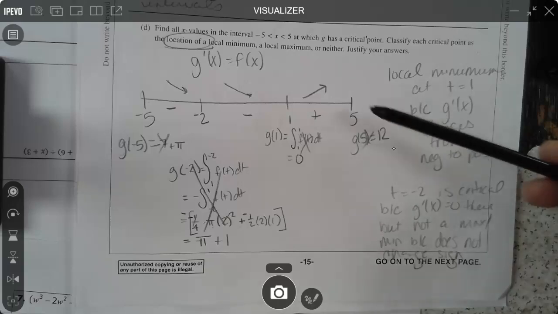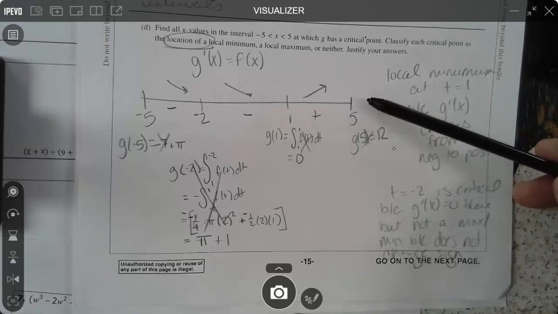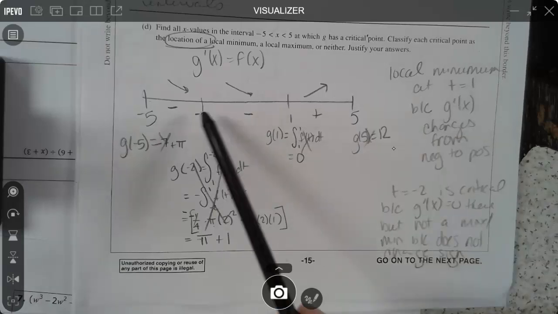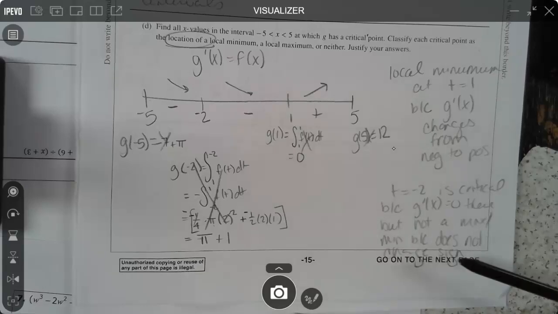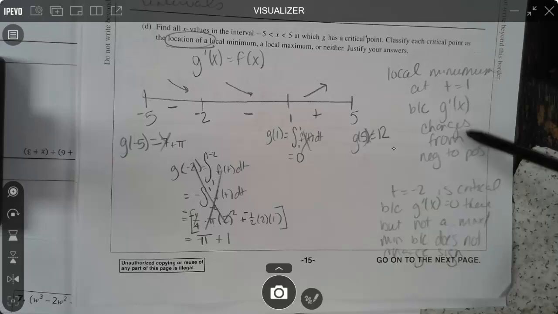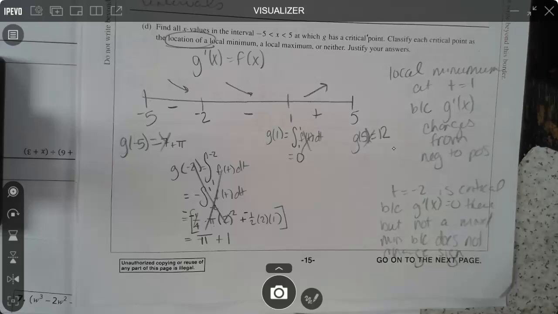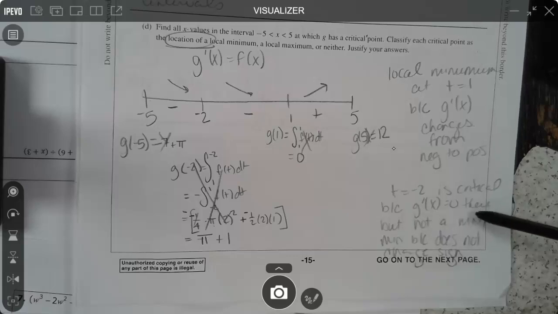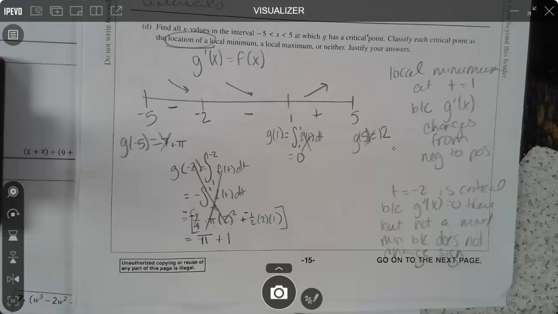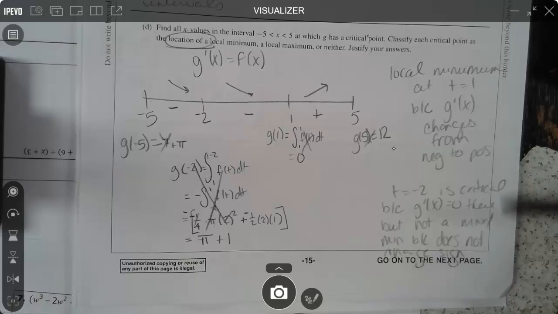so all I really needed was a sign analysis, right? I need to know where, because it's asking for maximums and minimums, my graph is 0, because my graph is my derivative. And then it was below the axis, above the axis. And so I know that I have a local minimum at 1 because the derivative changes from negative to positive. Even though t equals -2 is critical because the derivative is 0, it's not a max or min because it doesn't change signs. And they did ask me for critical points and not just maxes and mins. So you had to define both, and then you had to give the justification.